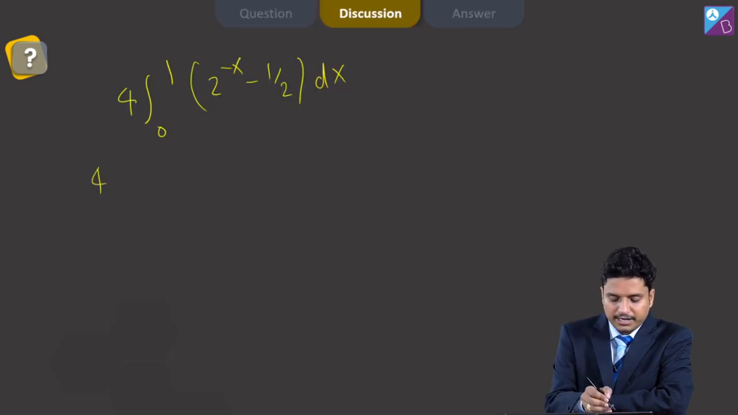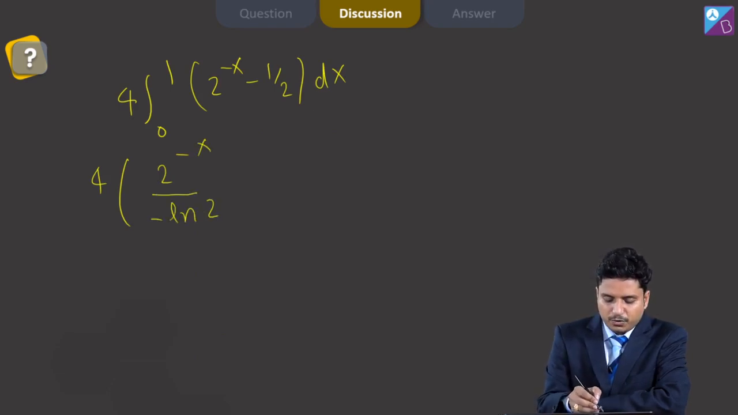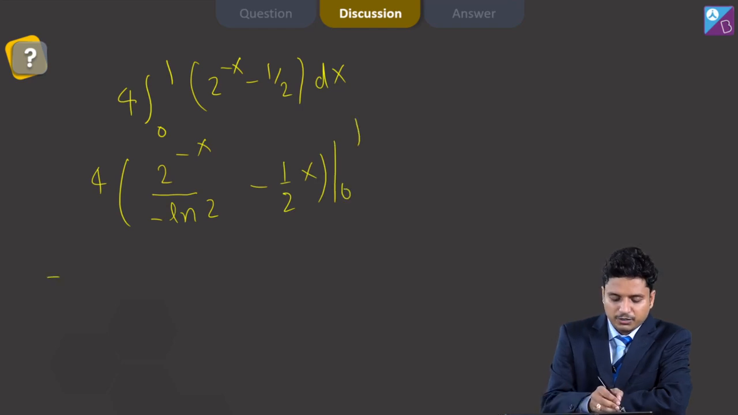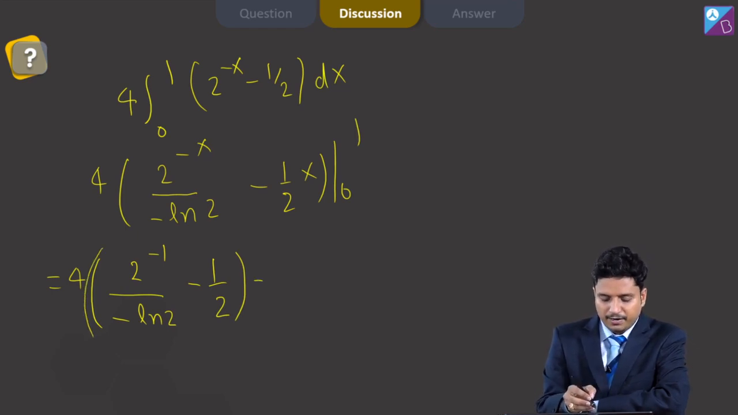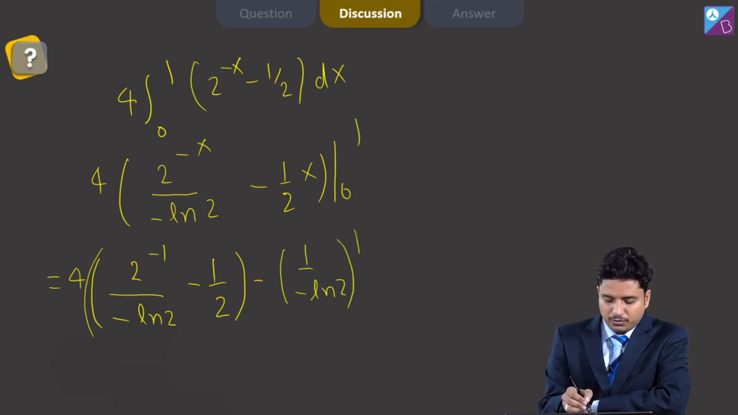So what we are getting as the answer will be 2 raised to power minus x upon minus ln2, minus half x, from 0 to 1. So it will be equal to 4 times 2 raised to power minus 1 upon minus ln2, minus half, and for x equal to 0 it will be 2 raised to power minus 0, which is 1 upon minus ln2, and here it will be equal to 0.